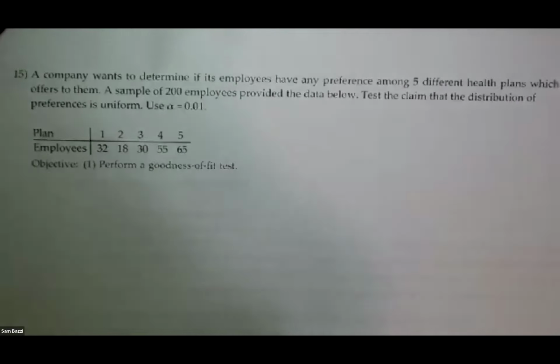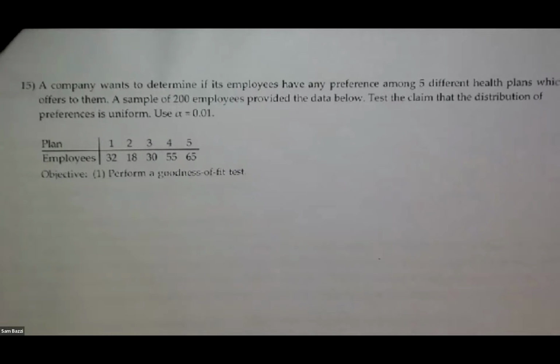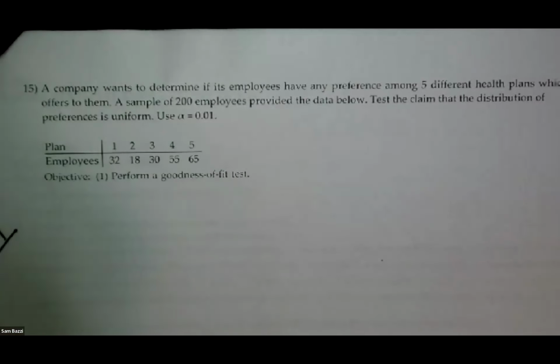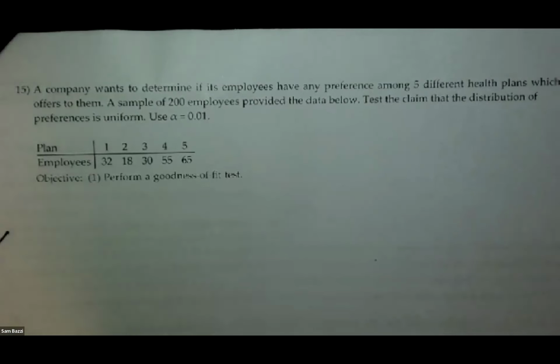Couple more questions, then we will be done, guys. This is section 12.1. All right. A company wants to, so this is 12.1, guys. He will give you a certain distribution and he'll ask you to test the claim whether this distribution is still valid or the distribution has changed.